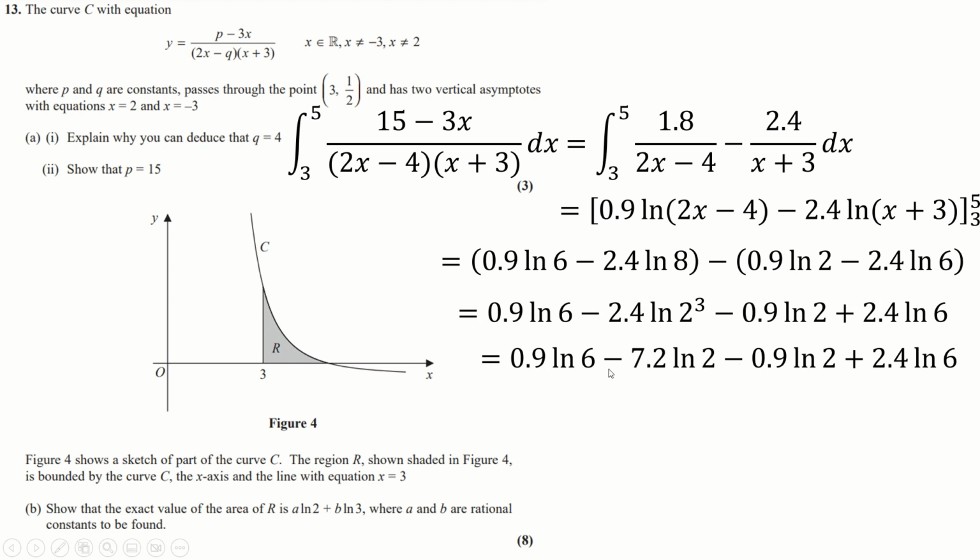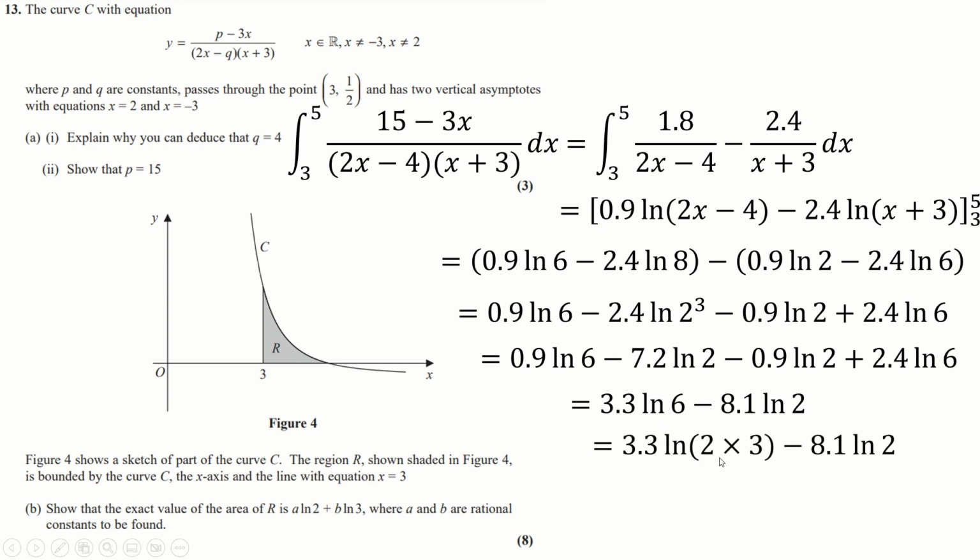This isn't quite right. I can combine the 2's and the 6's, obviously. The log 2's and the log 6's. But log 6 isn't what they wanted. They want log 3's. Now, 6 is 2 times 3, so I can write this as log of 2 times 3, and then follow the log law. This is log of 2 plus log of 3, all times by 3.3.